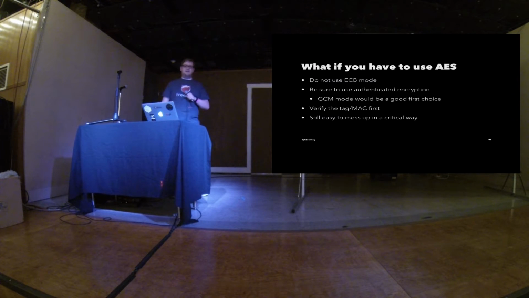So here's my slide for anybody who's in a regulated industry. What if you have to use AES? What if your auditor comes to you and says, hey, you didn't say AES when you were talking about your encryption scheme. What's this thing you're talking about? You didn't say the words AES. Don't use ECB mode. Be sure you're using authenticated encryption. GCM is the go-to for authenticated encryption with AES, though there are other alternatives. Verify the tag or the MAC before you decrypt something with GCM. A lot of good libraries will do this for you. And unfortunately, it's still easy to mess up in a critical way.